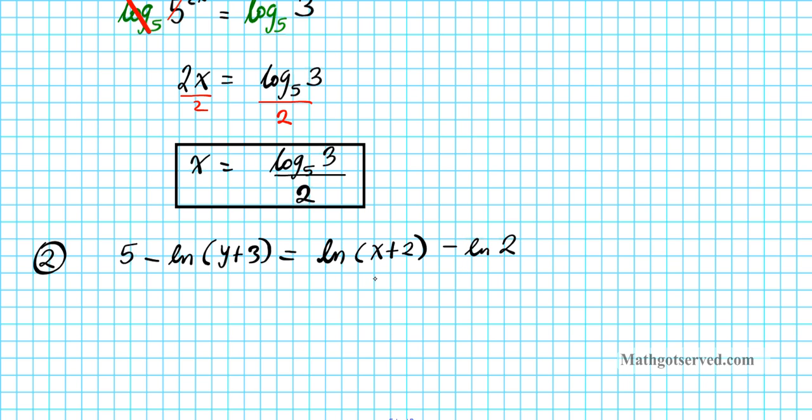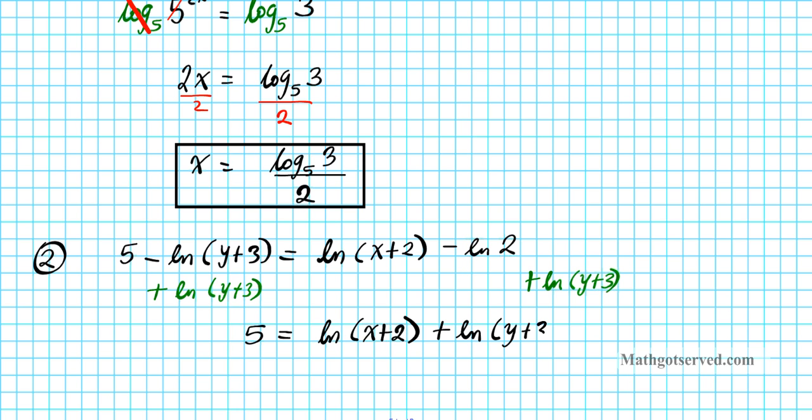Okay? Alright, so to do that, this negative natural logarithm of y plus 3, we're going to add it to both sides. Let me just show you what I'm doing here. Add natural logarithm of y plus 3 to both sides. Okay. Alright, and that's going to yield 5 equals the natural logarithm of x plus 2, plus the natural logarithm of y plus 3 minus the natural logarithm of 2.